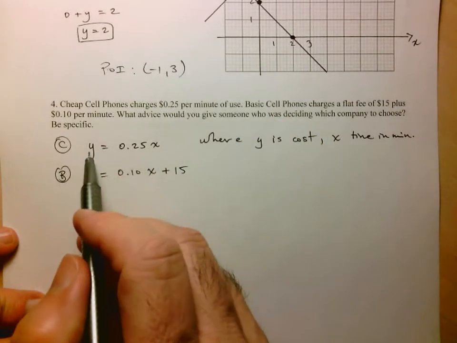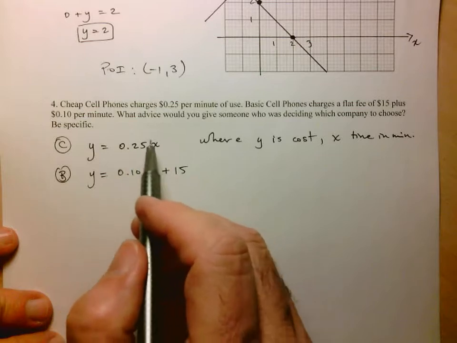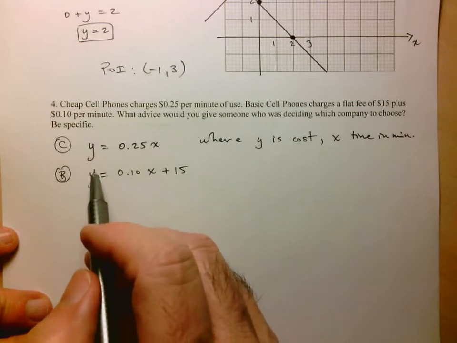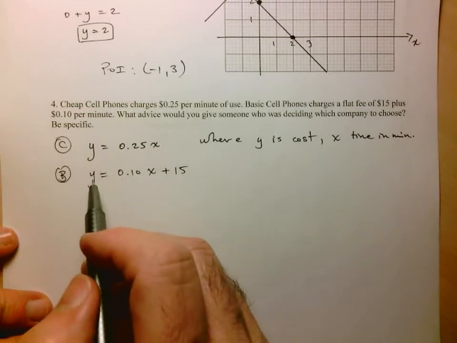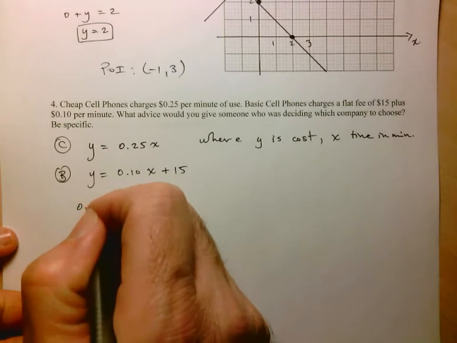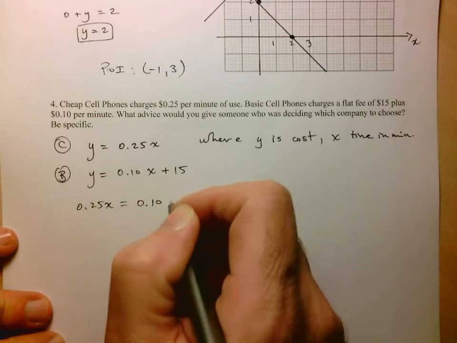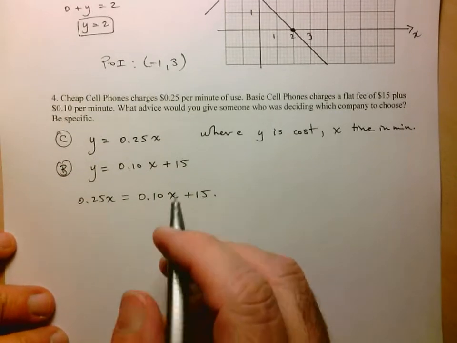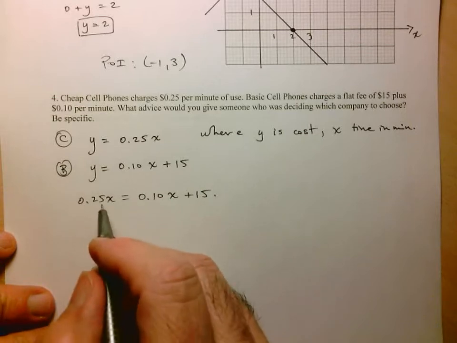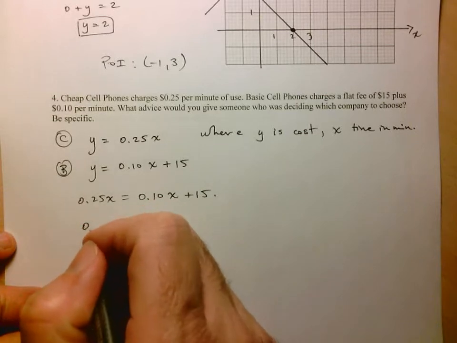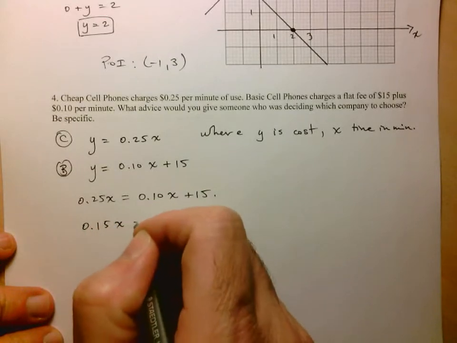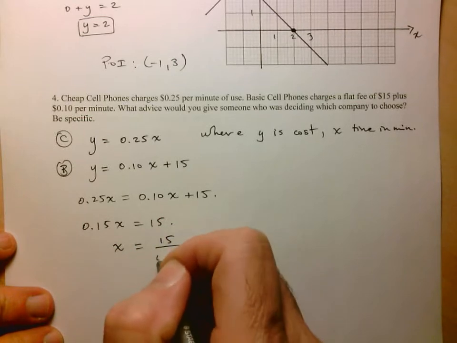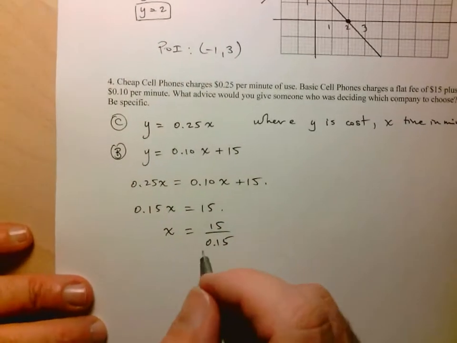The first one tells me that y has to equal 0.25x. Since I'm looking for the point of intersection where they're the same, this y has to have the same value. So I'm going to substitute this y with 0.25x. And now I have a nice, easy linear relation to solve. Let's bring the 0.1 to the other side. So 0.25 minus 0.1 is 0.15x equals 15.